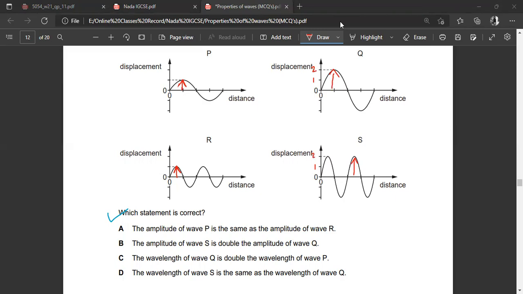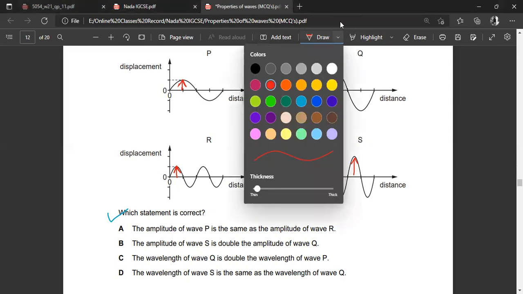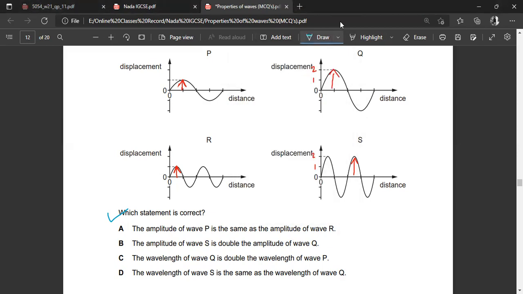So in option C, the wavelength of Q is double the wavelength of wave P. If we count the wavelength in P, you can clearly see that there is only one crest and one trough, right? And if we count the distance for Q, 2 units here, 2 units here, it means that the wavelength of both waves is the same, right? So B is not possible, C is not possible। यहाँ तक कॉन्सेप्ट क्लियर?